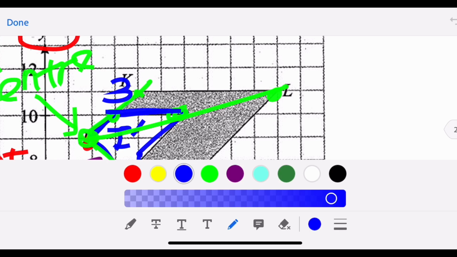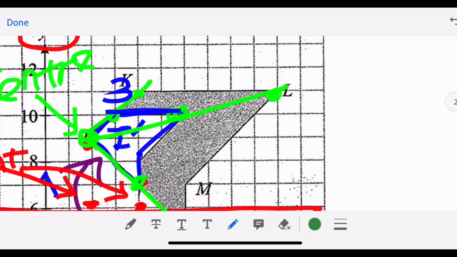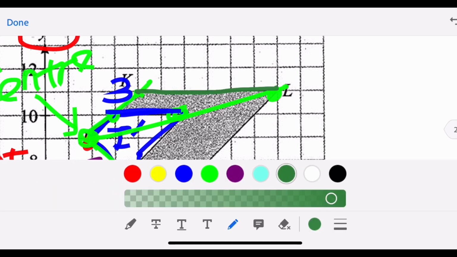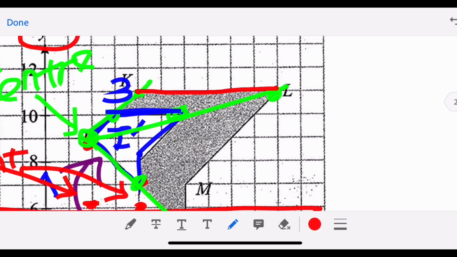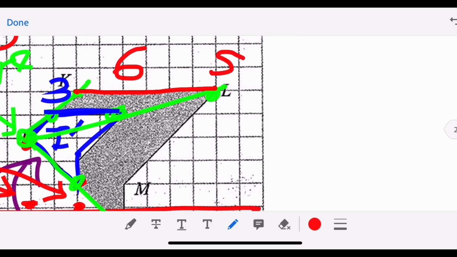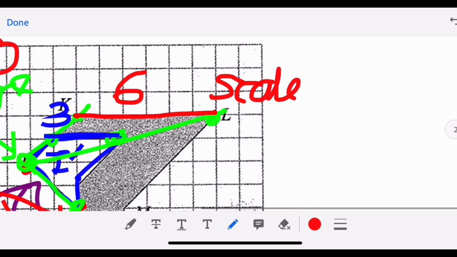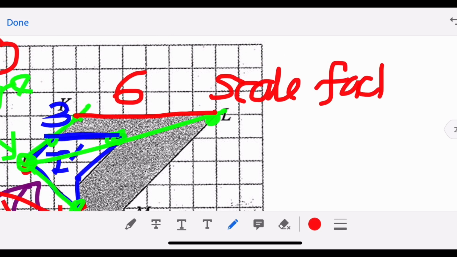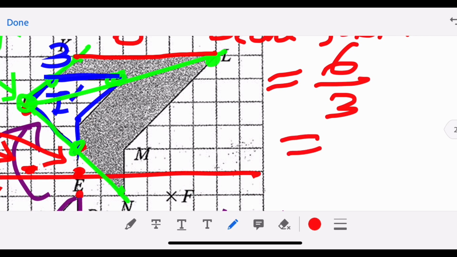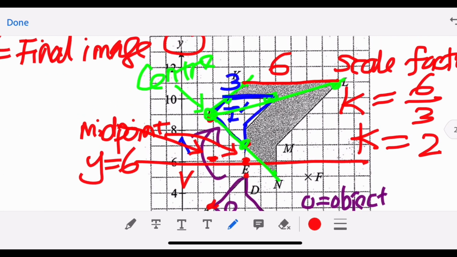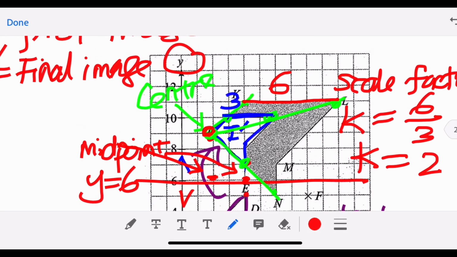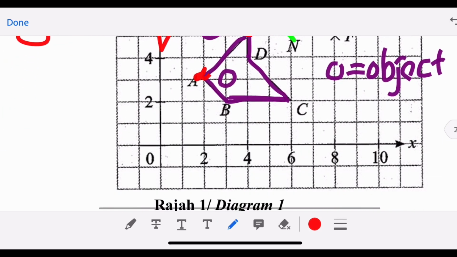So you will have the lines drawn by you. After you draw the lines, you can see the lines will meet or intersect at a point. Drawing 2 lines will do, or maybe you can draw 3 lines so that you have an intersection point for the 3 lines. That's the center of enlargement. And how to find the scale factor? You take the length of the image over the length of the object, which is 6/3, which is 2.